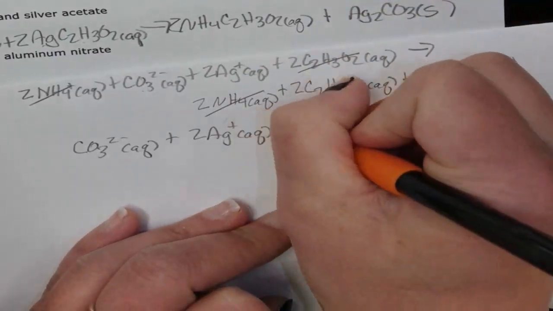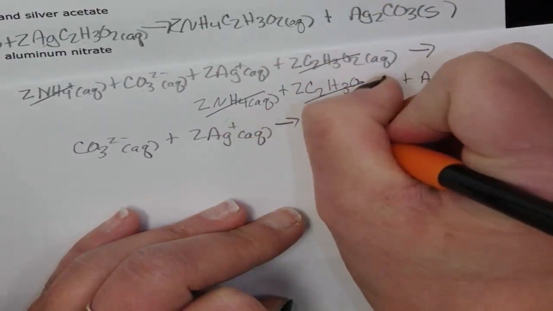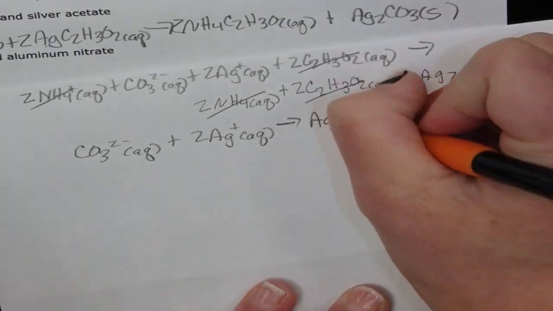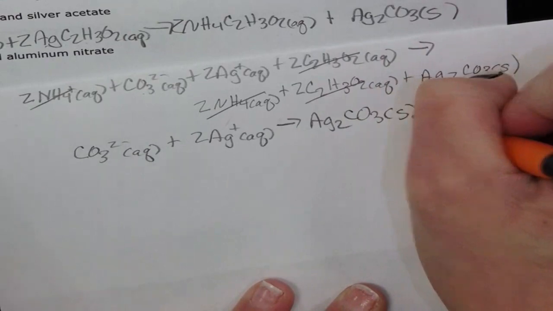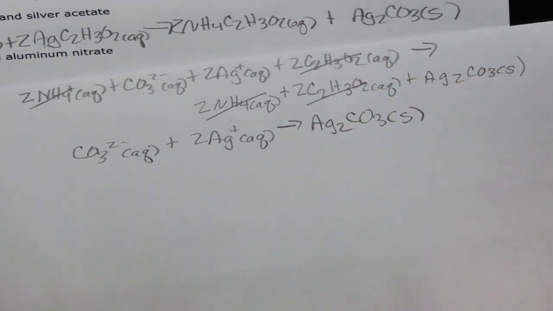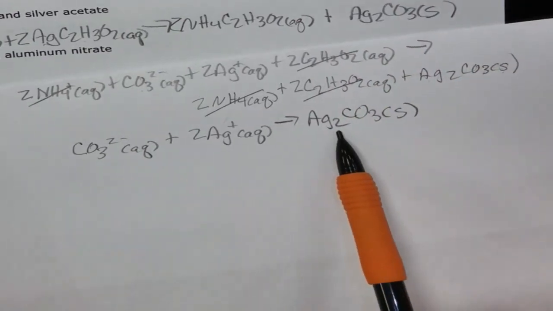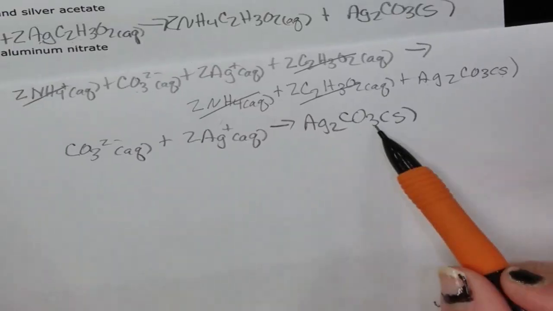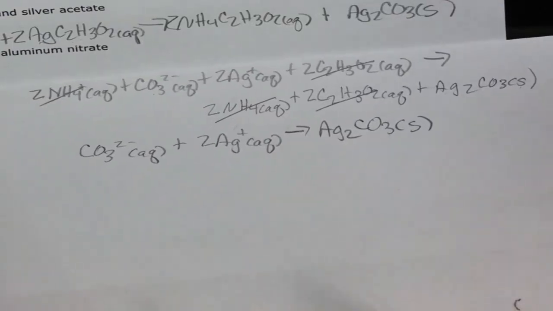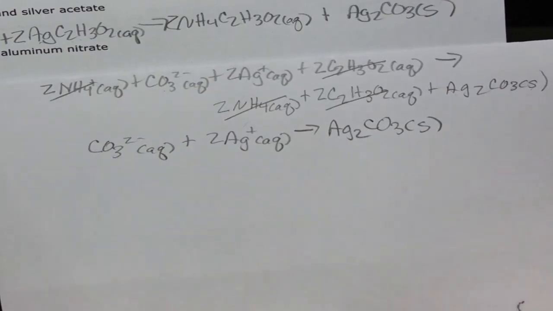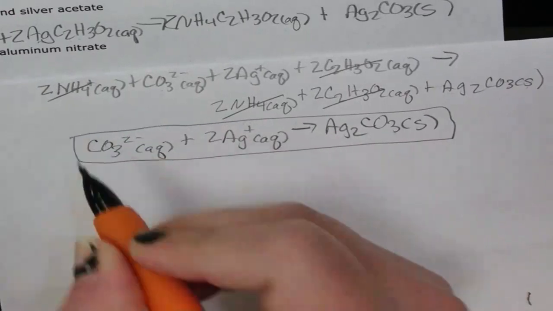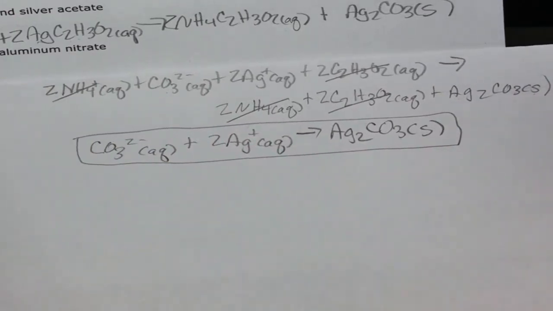And that will form my solid silver carbonate. Notice my net ionic equation balances. I have 2 silvers on the right and I have 2 on the left. I have 1 carbonate on the right and I have 1 carbonate on the left. Okay, so my net ionic equation still has to follow the law of conservation of mass.